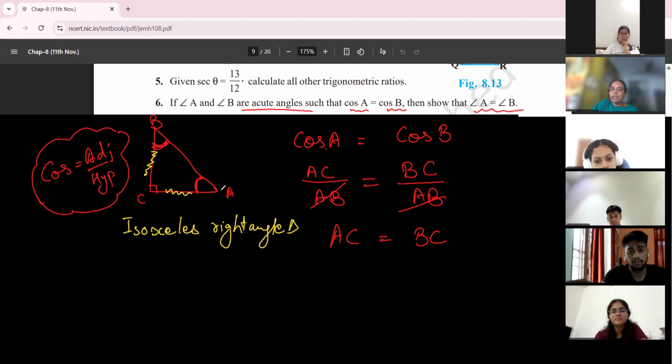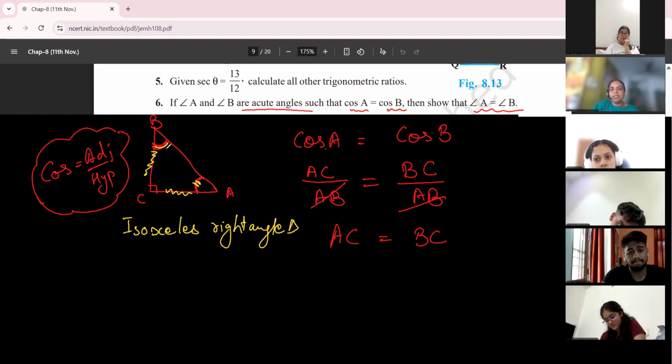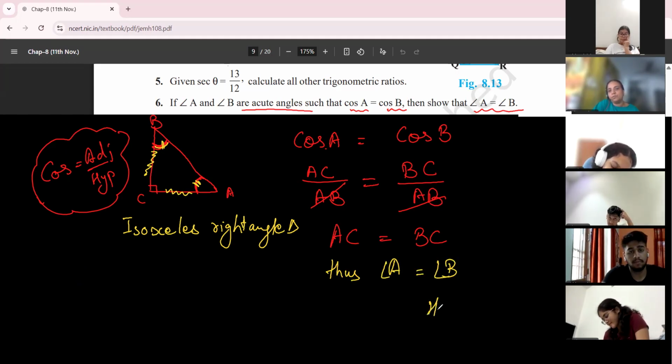So isosceles right angle triangle, because these two sides are equal, that means these two base angles are equal. In an isosceles triangle, if these are the two equal sides, these two are called base angles, and this is called the top angle or the apex angle, right? These two are base angles and they are equal. Thus, we can say angle A is equal to angle B. Hence, proved. This is what we needed to prove here.